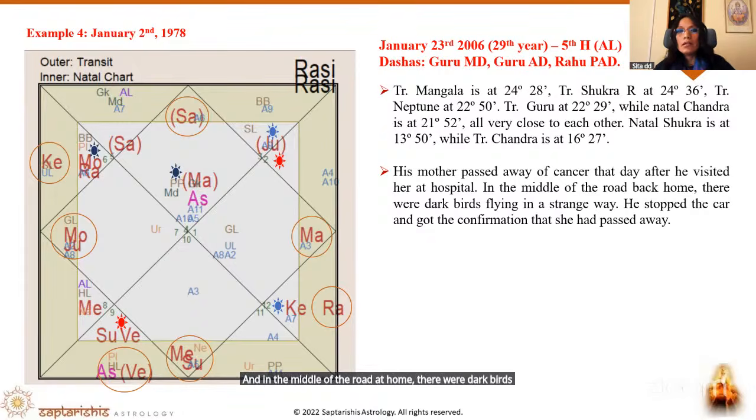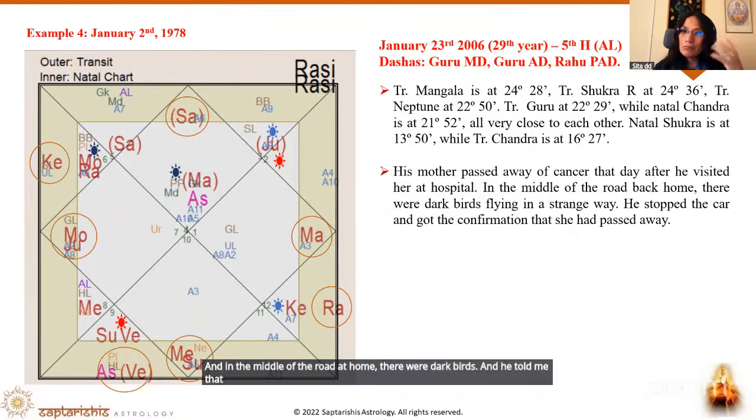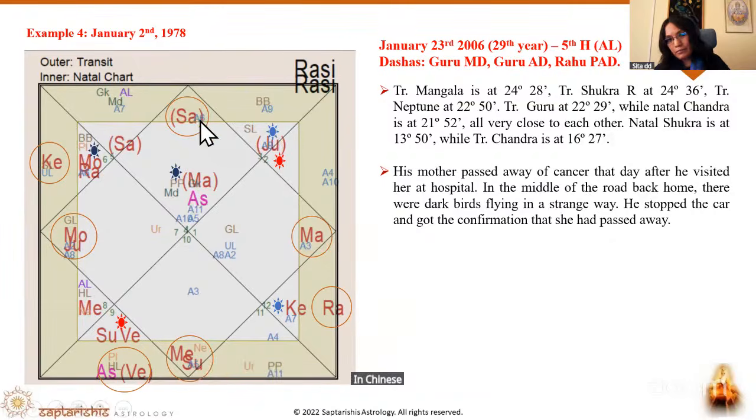And he told me that, Shani, no? They were not crows, but they were dark birds. And they were flying around. So he stopped the car and got the confirmation that she had passed away. That was a Nimitta. And Shani is on Lagna, no?